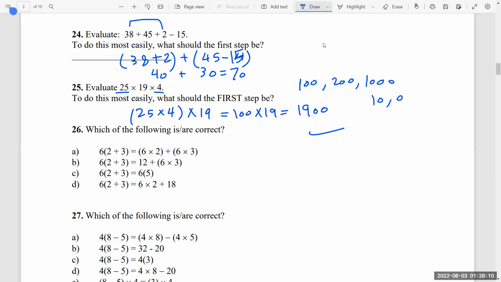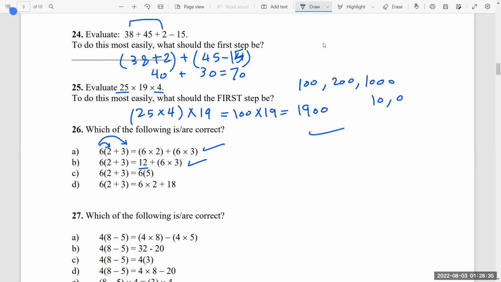Which of the following is correct? 6 multiplied by 2 plus 3. 6 times 2 plus 6 times 3. Yes, this one is correct. Because of the distributive property, we distribute the multiplication over addition. Look. Here also, what happened? 6 times 2, he already multiplied 6 by 2, 12, and then multiplied 6 by 3. Even this one is correct.